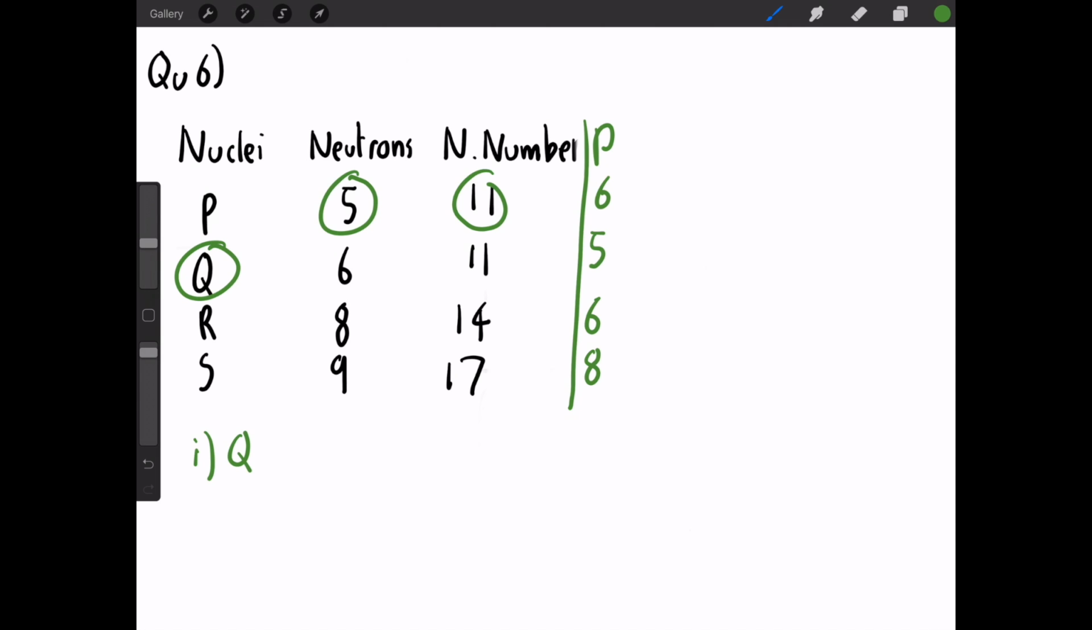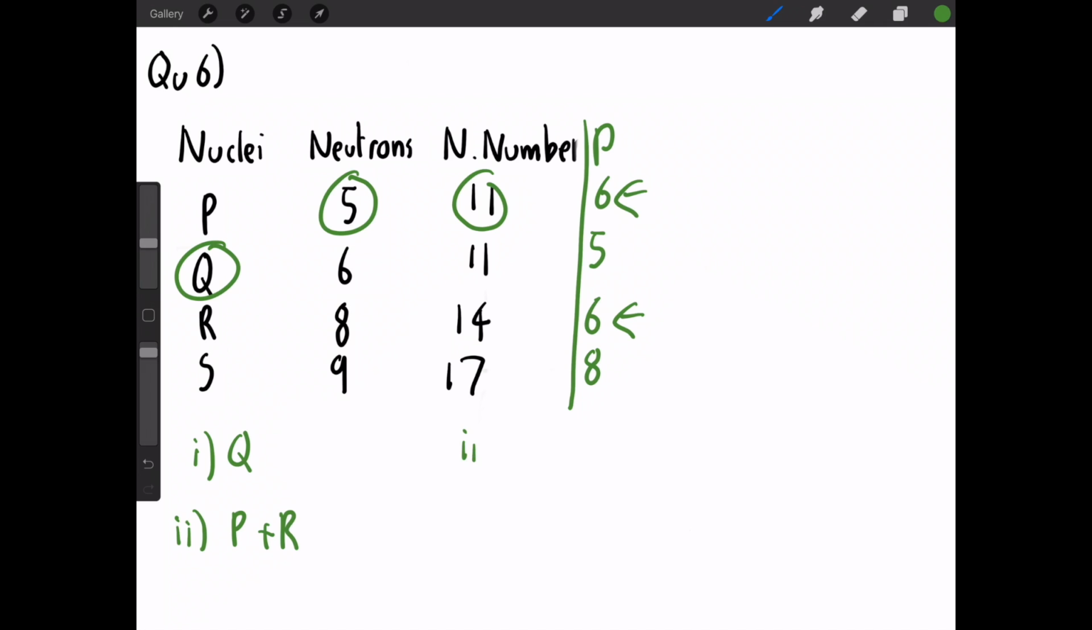1 mark. Part 2. Which 2 nuclei are isotopes of the same element? So an isotope is an element which has the same number of protons but a different number of neutrons. So I'm going to be looking for the 2 numbers which are the same here in my proton column, which is going to be 6. So that means we've got P and R are going to be the same.